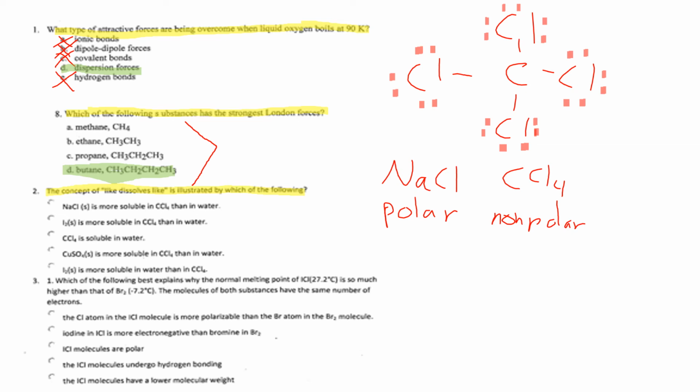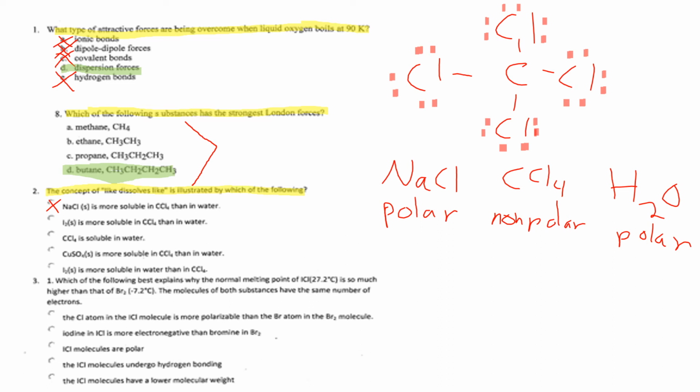Next molecule we have to look at is water. So H2O. What do we know about H2O? Well, we know real quickly that that one is polar. So now that we decided whether each of these molecules were polar or nonpolar, does that statement make any sense? NaCl is more soluble in CCl4 than in water. Is that true? Well, no. NaCl is polar. It's not going to be soluble in CCl4 at all, but it will be very soluble in water. So that first statement does not match what we're looking for, that idea of like dissolves like.